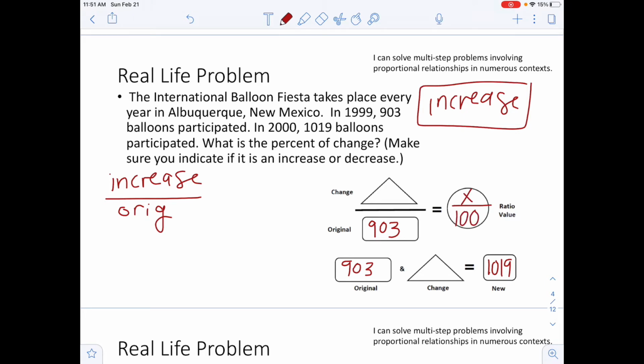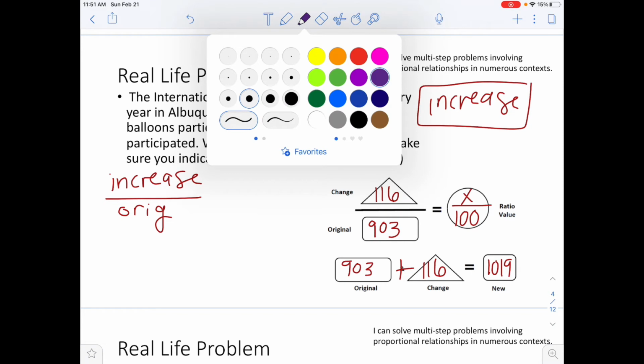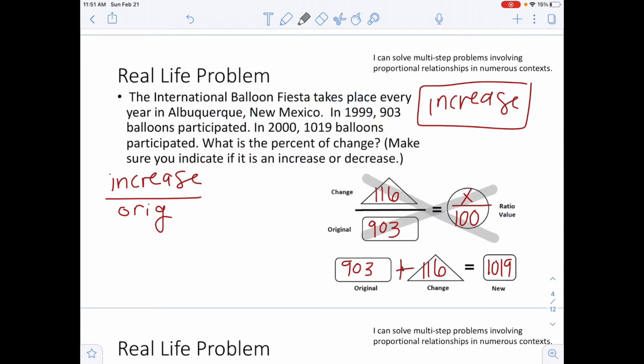So x over 100. Well, to figure out what that change or that increase is, I'm going to take 1,119 minus 903, and I get 116, which means that there was 116 new balloons. So I'm going to put that over my change. And then once I get there, I can cross multiply, use cross products. So 116 times 100 would be 11,600 equals 903x.